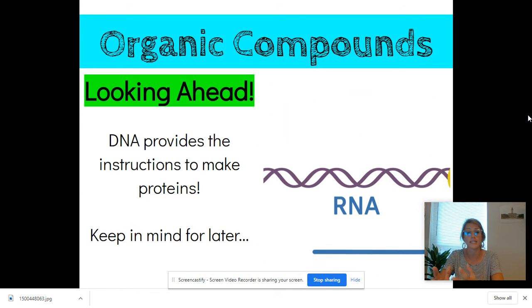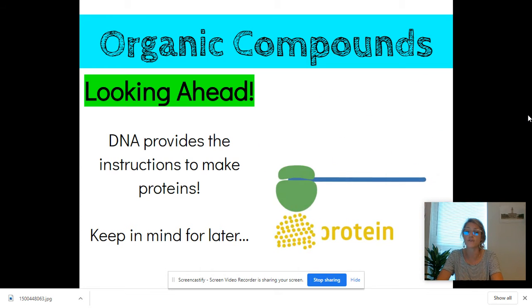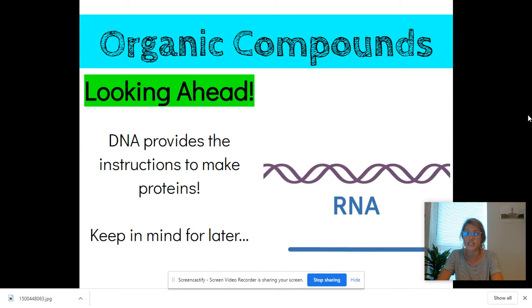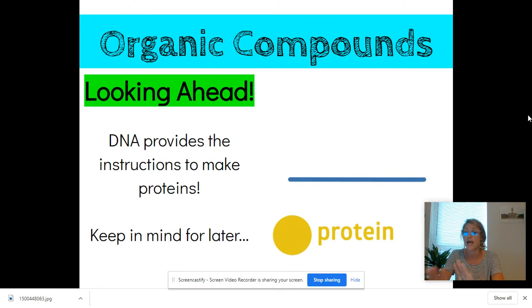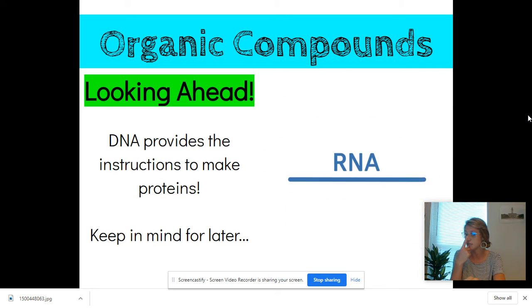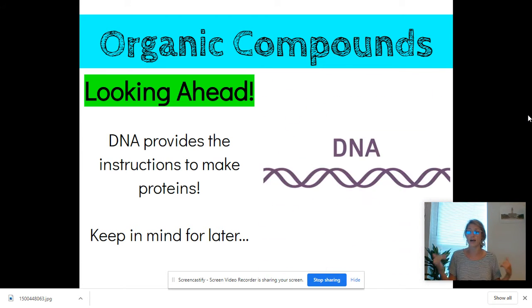Kind of already said this, but DNA and proteins are pretty interconnected. DNA, again, holds the information and provides the instructions that actually makes the proteins. So we have millions of proteins. And again, proteins that control how big my nose is, how blonde my hair is, how wide my shoulders are, everything about me.